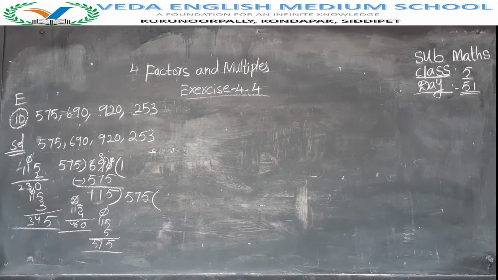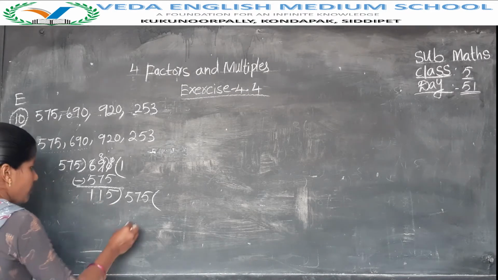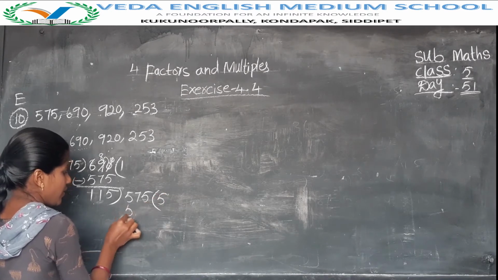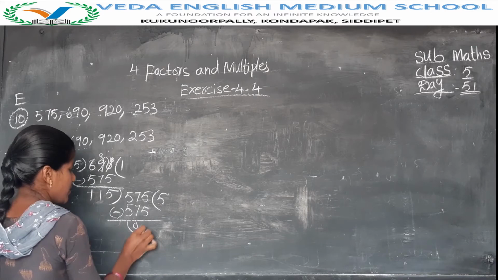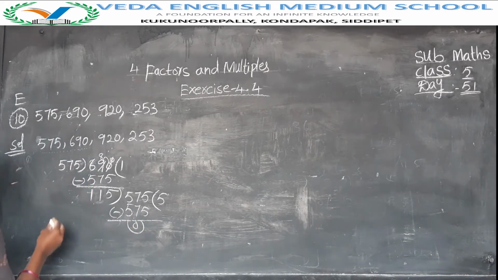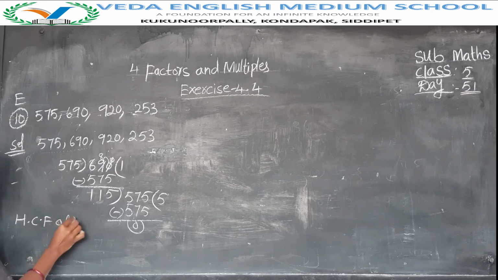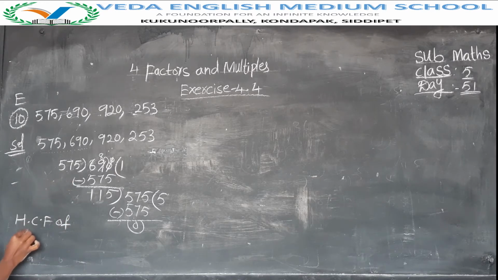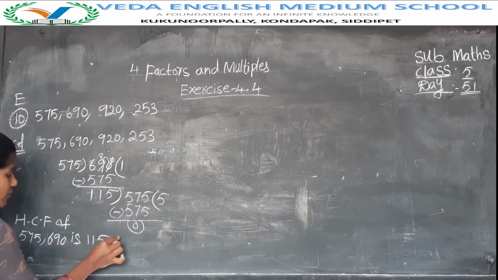Yes, 115 5s are 575. So what do you have to say here? The HCF of 575, 690 is 115. Then what do you have to do?